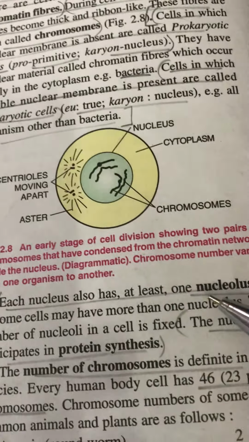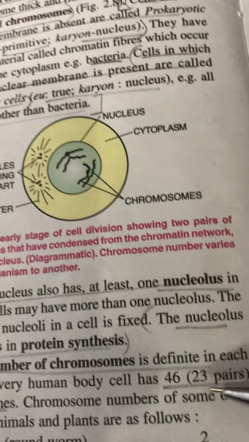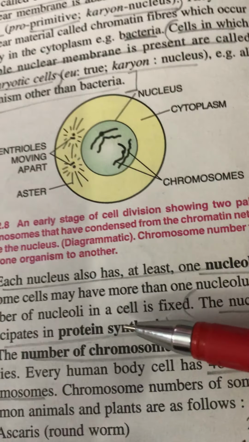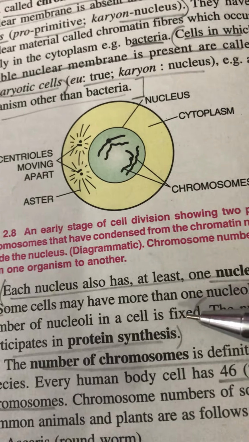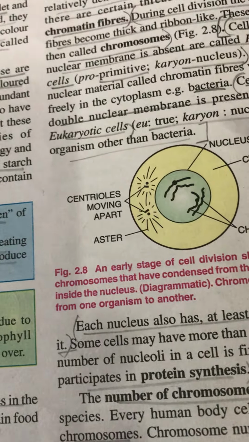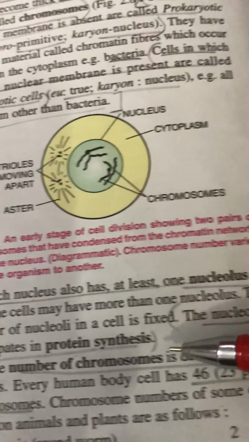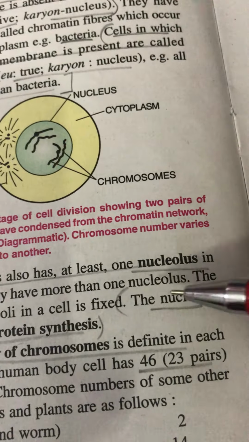Inside the nucleus, there is a nucleolus as we discussed, and this nucleolus helps to participate in protein synthesis. So functions of nucleus are listed here and function of nucleolus is listed here. Nucleus is present in the cell, embedded in the cytoplasm, and nucleolus is present inside the nucleus, embedded in the nucleoplasm. The number of chromosomes is fixed for every organism.